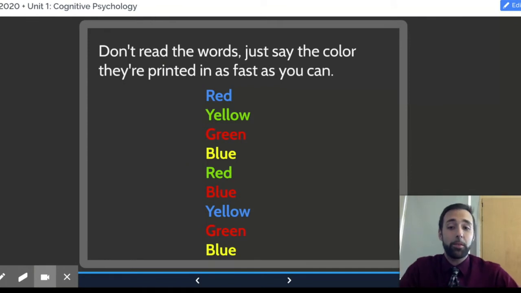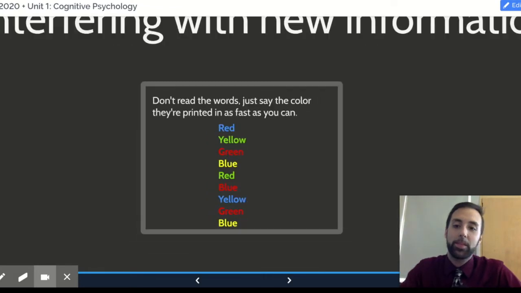So chances are that was pretty difficult. You know, you look at the word red, but it's technically printed in blue. Yellow is technically in green, and then red, and then yellow, and then green, and then red, and then blue, and then red, and then yellow. I mean, that was pretty challenging. I probably made a mistake.